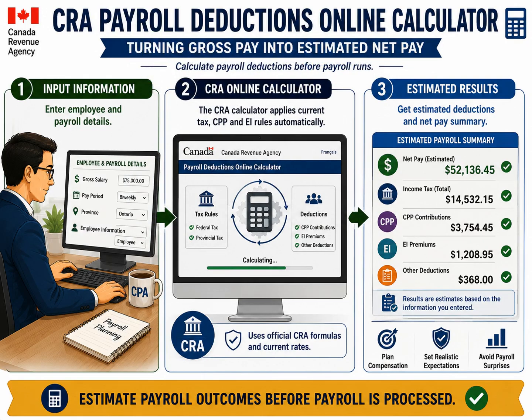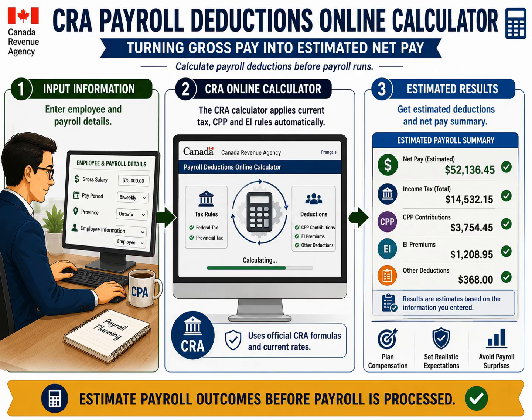Notice that net pay is highlighted. This is often the most important number for planning purposes because it represents the amount the employee is expected to receive after deductions. This allows practitioners and business owners to understand the practical impact of payroll decisions before payroll is run. The results support several important objectives.